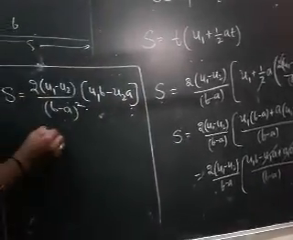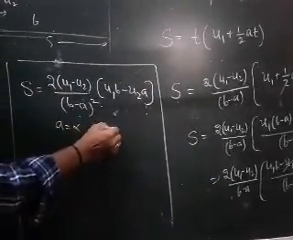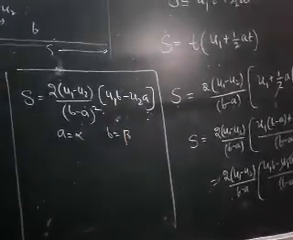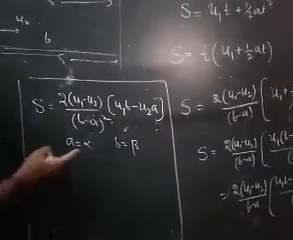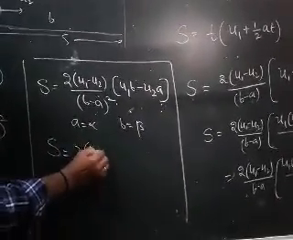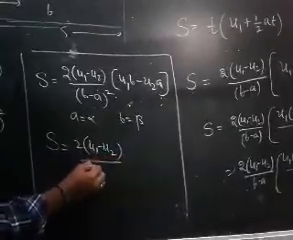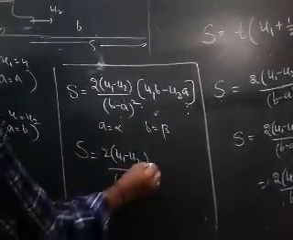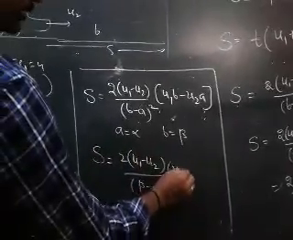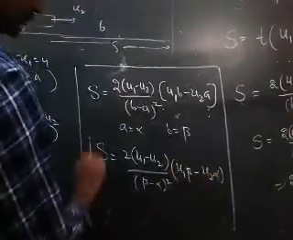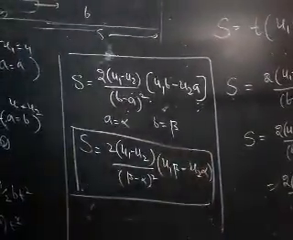a is equal to alpha, b is equal to beta. Why? Because in the given problem they are expressed as alpha and beta. Therefore 2 into u1 minus u2 divided by beta minus alpha, whole square, into u1 into beta minus u2 into alpha. This is the final expression.